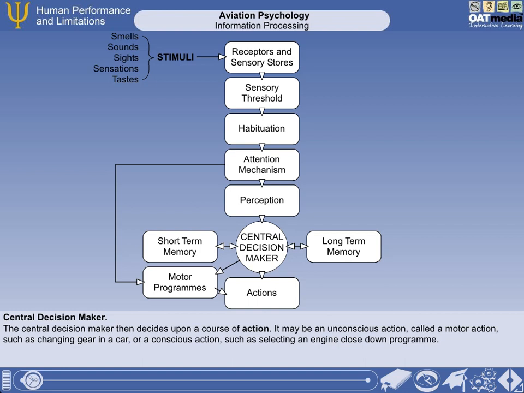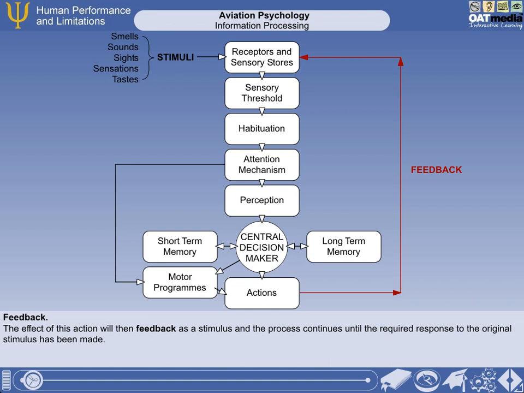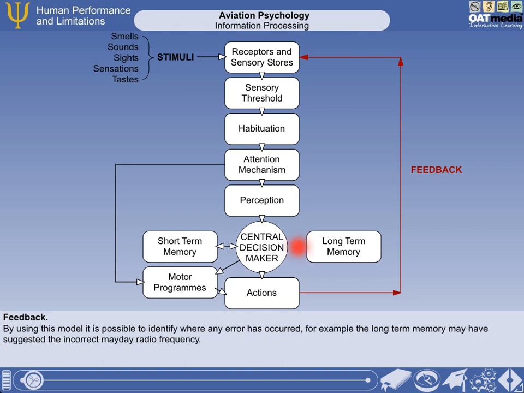It may be an unconscious action, called a motor action, such as changing gear in a car, or a conscious action, such as selecting an engine close-down program. The effect of this action will then feed back as a stimulus, and the process continues until the required response to the original stimulus has been made. By using this model, it is possible to identify where any error has occurred. For example, the long-term memory may have suggested the incorrect Mayday radio frequency.